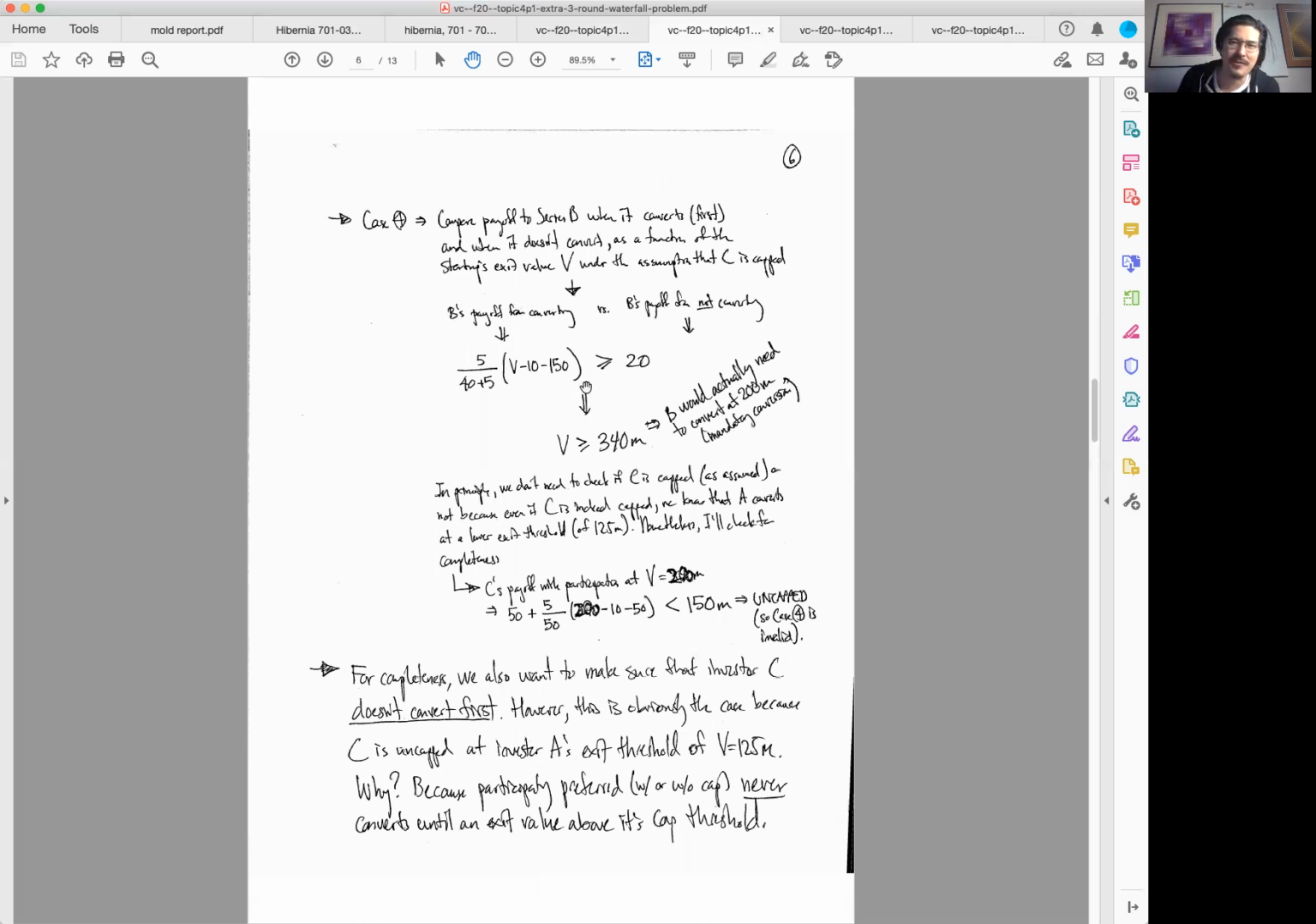But anyway, just for completeness, I have the calculations here in case you don't spot those things. 5 over 45 of V minus 10 minus 150, greater or equal to 20. That gives us 340. Again, mandatory conversion at 200, but 200 is bigger than 125. Are we okay with this? By the way, are folks okay with me saying it's obvious that C does not hit their cap or convert first because 125 is less than 150? So the fifth scenario, I also don't need to check it. Okay?